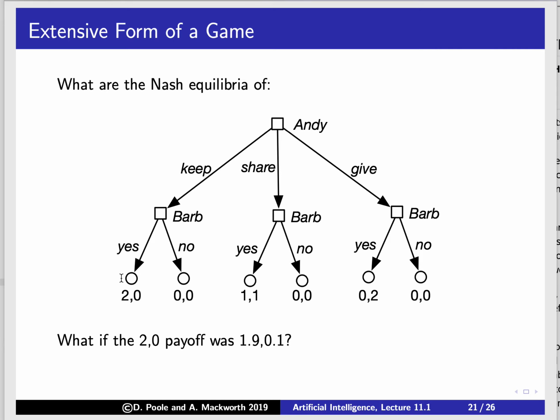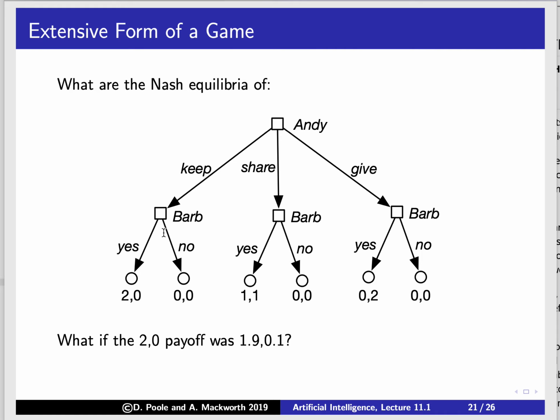So it's not obvious that that's the best thing for Barb to do. Barb should maybe say, well, I'm still going to say no if you decide to keep because I want to share it. Right, so it turns out that this one here, the 1.9, 0.1, and saying this, a unique policy here of keeping and sharing, backing up, is what's called a subgame perfect equilibrium. So it's an equilibrium here and an equilibrium here.